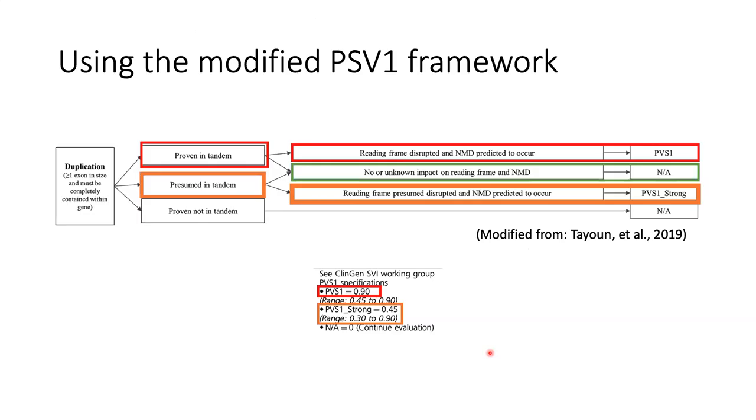With duplication, remember that I was saying that it's safe that we think of these as presumed to be in tandem. So we would start here, where we presume them to be in tandem. So let's say that they disrupt the reading frame, they will get PVS1 strong and a default of 0.45 and will be a variant of uncertain significance. If they are in frame, they will probably not lead to nonsense-mediated decay and will get zero points or NA. Or if they're proven to be in tandem and the reading frame is disrupted or leads to a frame shift, they will probably result in nonsense-mediated decay and they can get a PVS1 and a default classification of likely pathogenic since we already got 0.9.